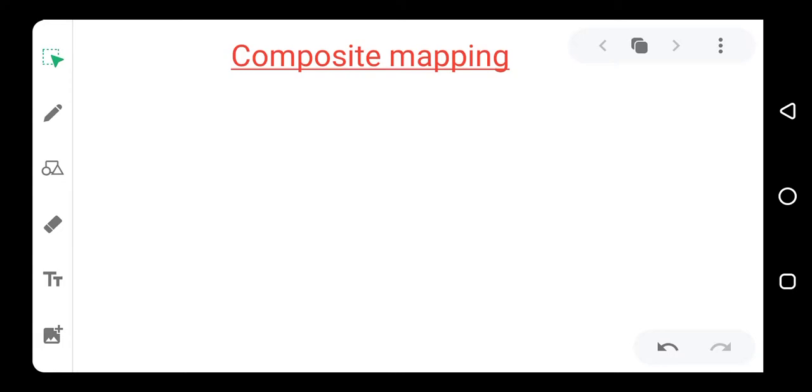Today we want to look more into the composite mapping. So we are going to be solving more examples on composite mapping. So let's have this example.